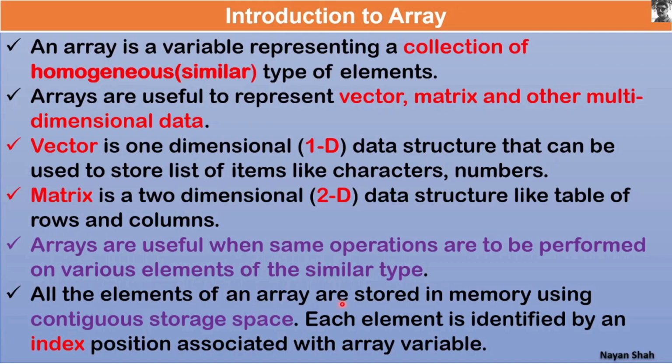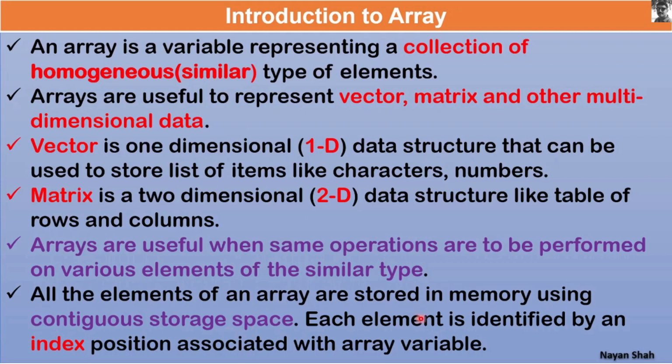All the elements of an array are stored in memory using contiguous storage space. Here again, this contiguous storage space word is very important to understand. What it says is that from whichever location the array gets stored in your memory, from that location it requires continuous space. So suppose there are 10 elements in your array, then those 10 elements are not stored at random places in your memory. Rather, it finds a random place, but from there it stores all the 10 values in contiguous storage space.